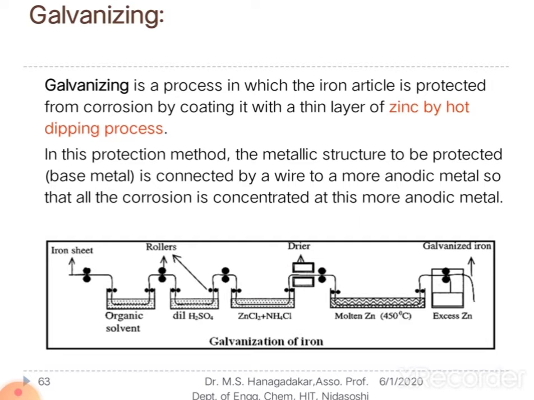Then it is placed into the molten metal of zinc with the temperature range of 450 degrees Celsius and allowed to flow through the molten zinc liquid through the rollers. Then the excess of coating is removed with the rollers. Then finally, the object that you get is called galvanized iron.